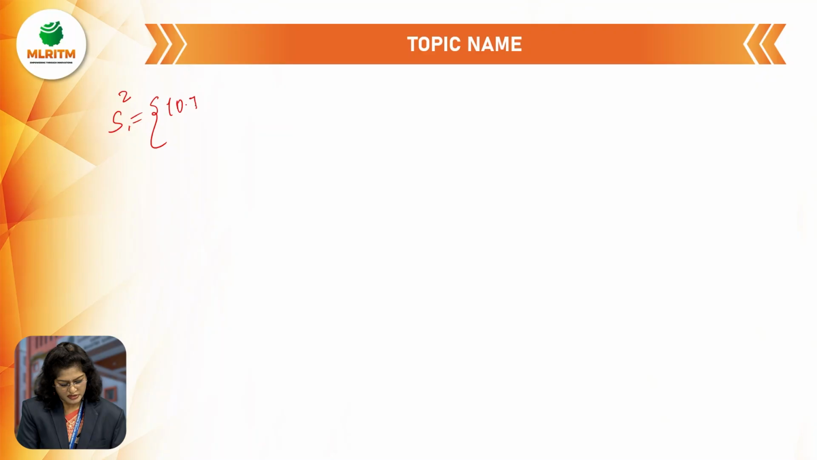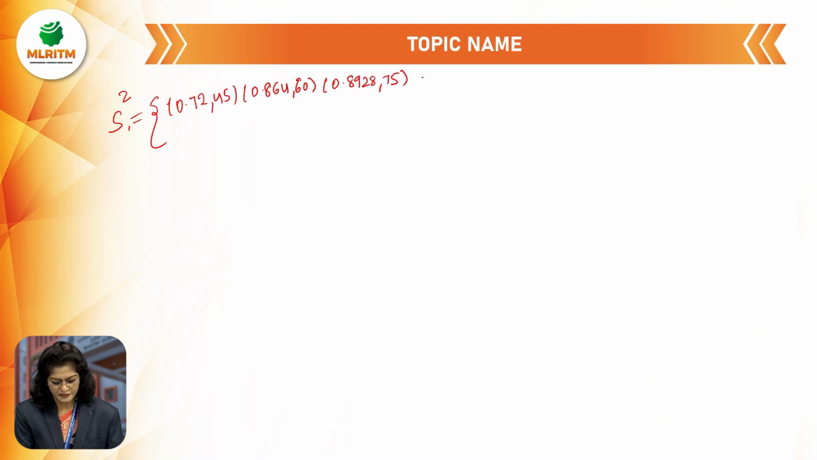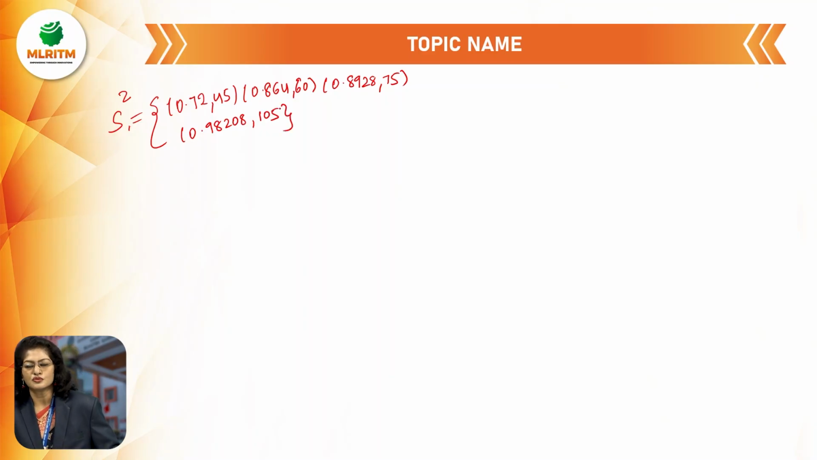That is (0.72, 45), next (0.864, 60), next (0.8928, 75), and (0.98208, 105). So this is the last of Class-02 that we have calculated, and this is the final Class-02. Now we need to calculate Class-03.